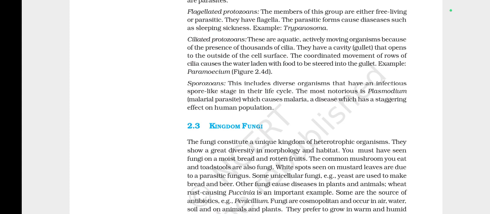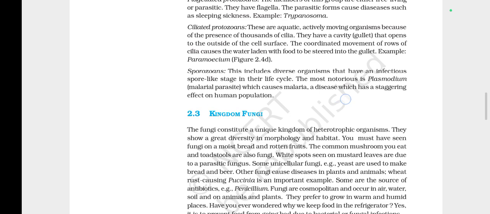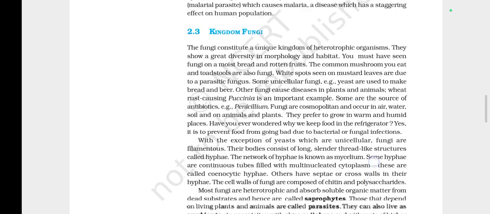Sporozoans include diverse organisms that have an infectious spore-like stage in their life cycle. The most notorious is Plasmodium, the malarial parasite, which causes a disease with a staggering effect on the human population.